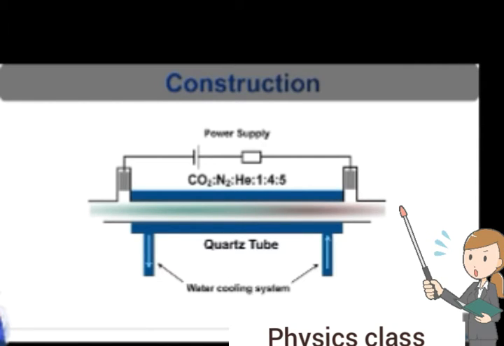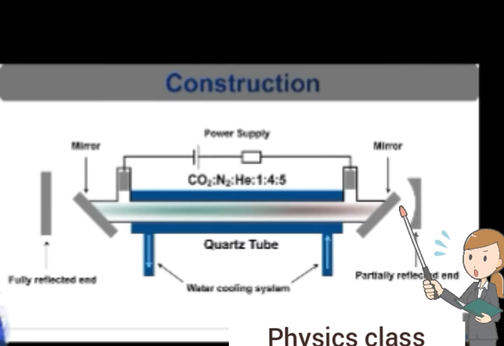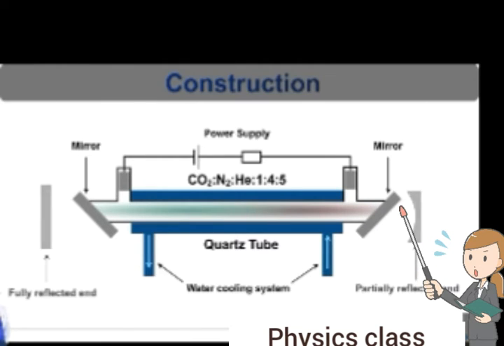The ratio can be varied depending on the application. Two mirrors are arranged externally. One is fully reflective and the other is partially transmissive, and they form the optical resonator. The back and ground ends of the quartz tube are fully reflective and partially reflective respectively. To get laser output, atoms are excited by AC or DC electrical discharge. The CO2 molecules are the actual lasing centers, where N2 molecules help CO2 molecules in achieving population inversion.